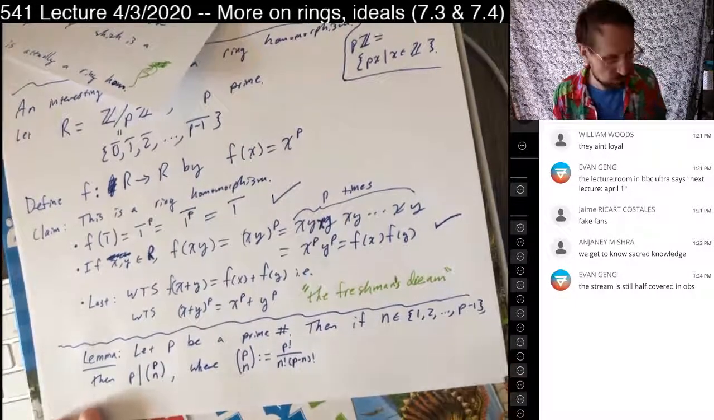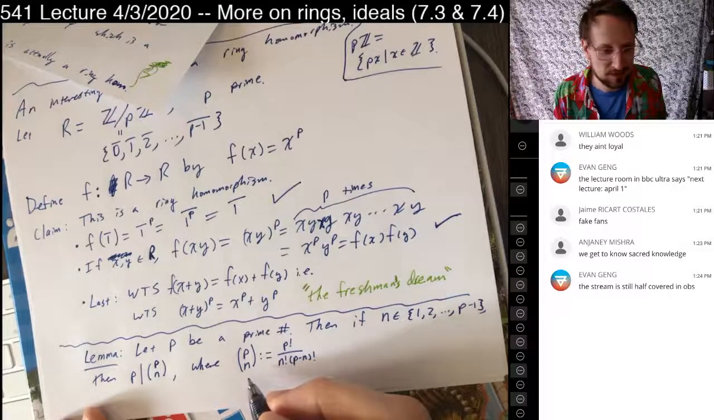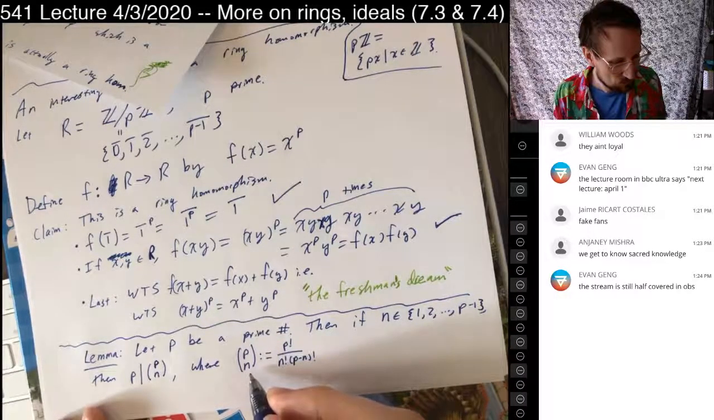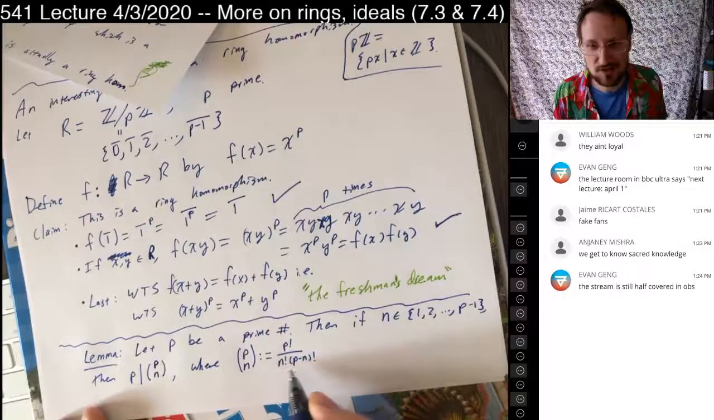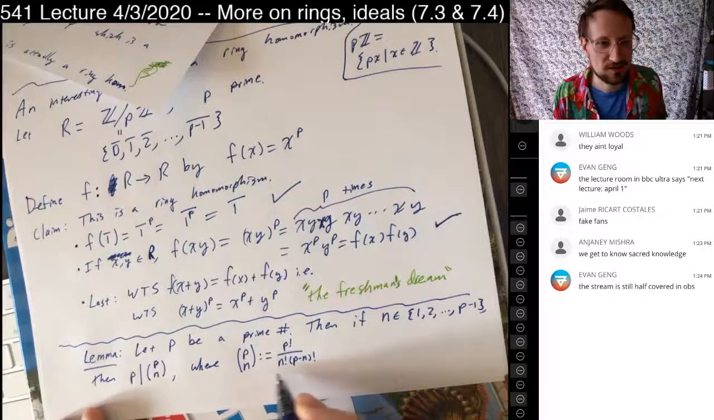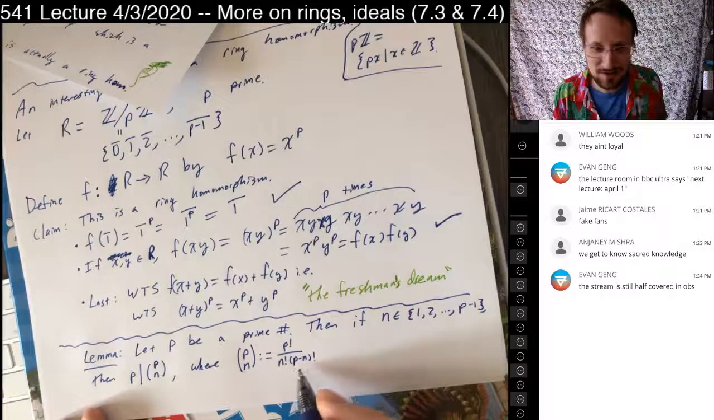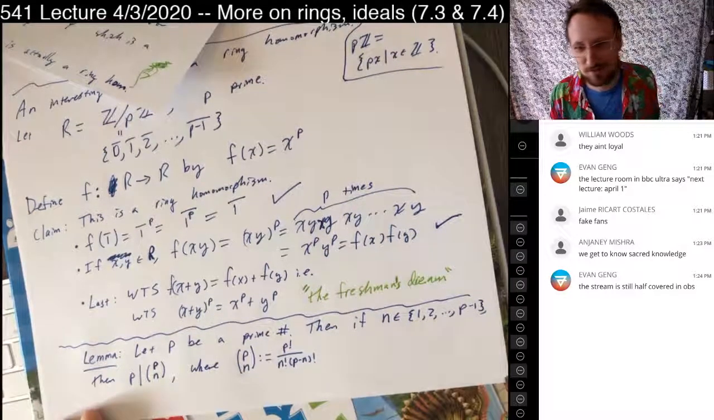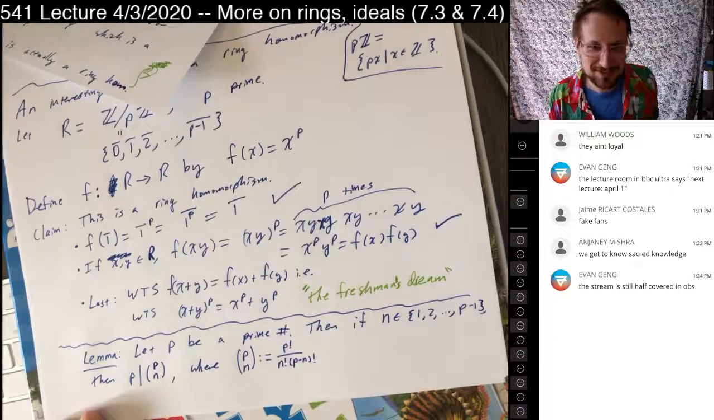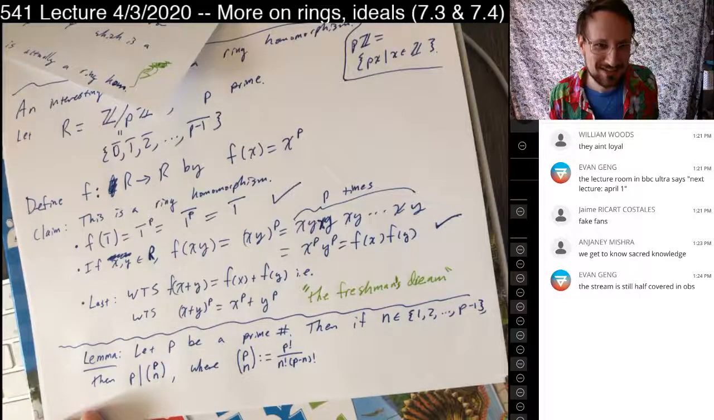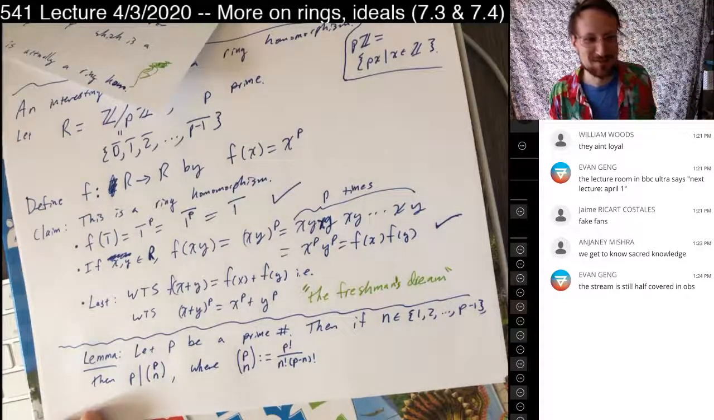Just a show of hands, raise your hand on Blackboard if you were familiar with this notation and this definition here. And there's no shame in not having seen that. I'm just curious. Do you know how to make yourself confused? You can click on your face and say you're confused if you're not familiar with that.